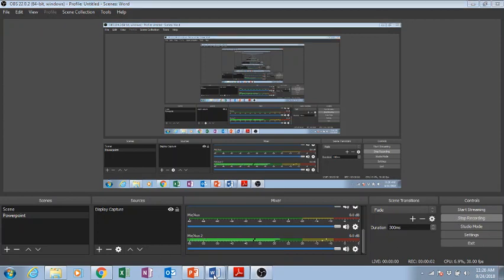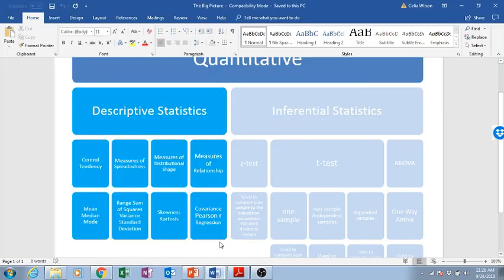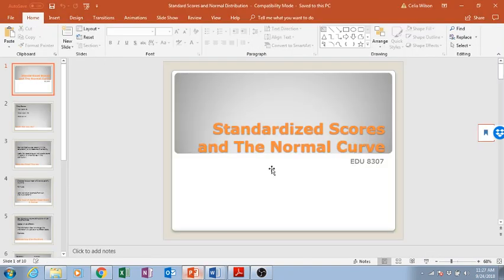Alright, what I want to do right now is bring you back to our big picture. If you remember, we're over here in descriptives world, descriptive statistics. We've talked about central tendency, measures of spread, and now we're moving on to measures of distributional shape. But before we talk about distributional shape, we're going to take a little bit of a detour and go into a discussion of standard scores and the normal curve.